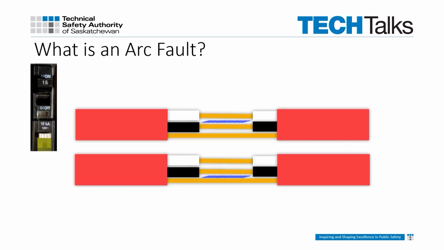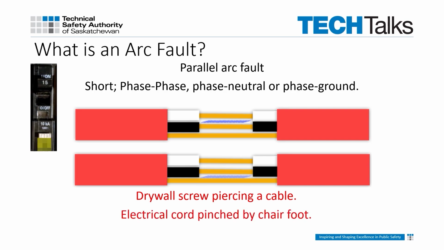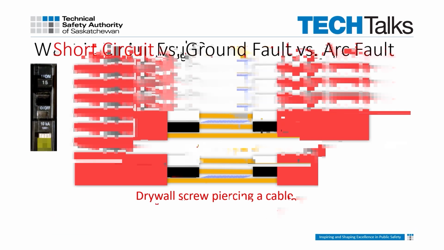The second is a parallel arc fault, which occurs when there is a short between two phases or a phase to neutral or ground. But we aren't talking about a dead short. We're talking about a short that is high resistance and intermittent, so it is causing an arc. Because it isn't a dead short, it will not cause a circuit protector to trip. Situations which could cause this condition could be a drywall screw piercing a cable, or if an electrical cord is pinched by a chair.